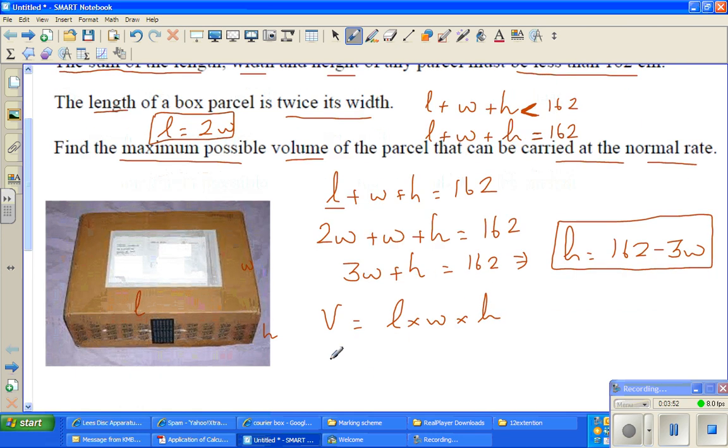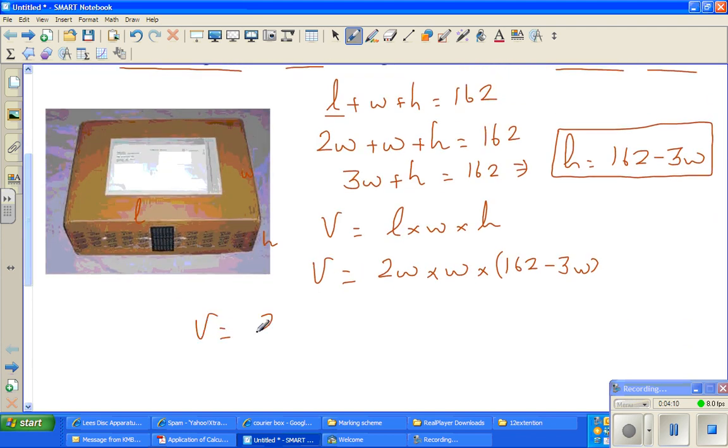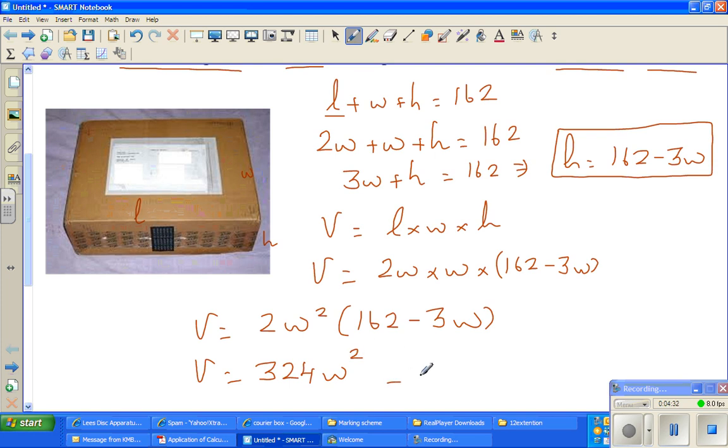Therefore, V is equal to 2W times W times (162 minus 3W). So this is equal to 2W squared times (162 minus 3W). Let us expand this. 162 times 2 is 324, so this is 324W squared minus 6W cubed. So this is volume as a function of width. I have expressed V, the volume, with respect to W.